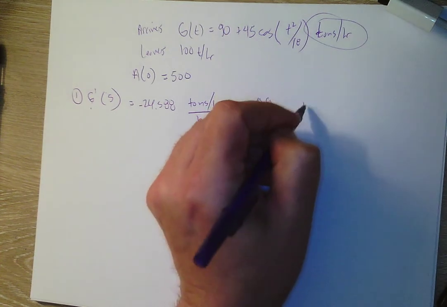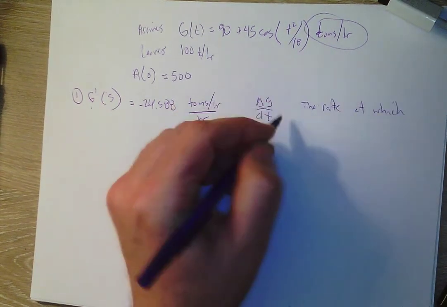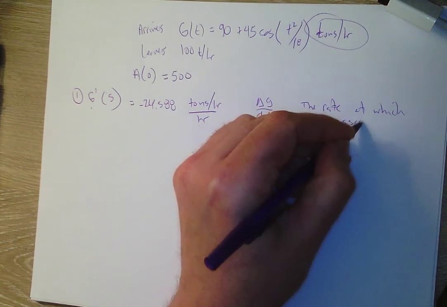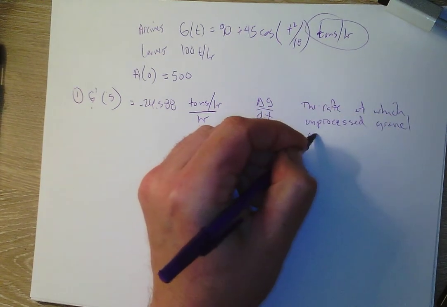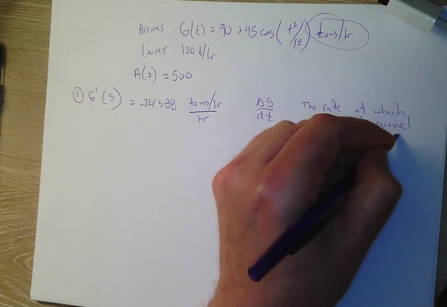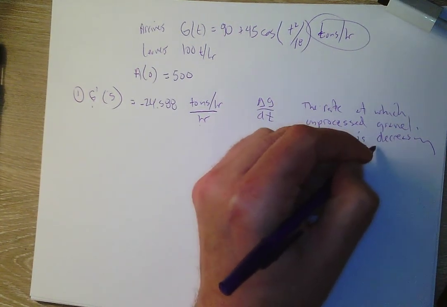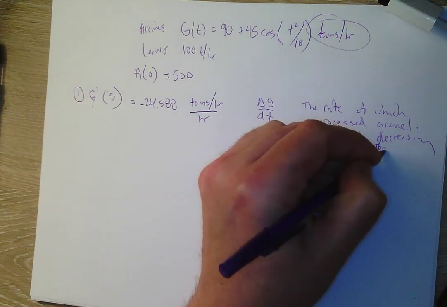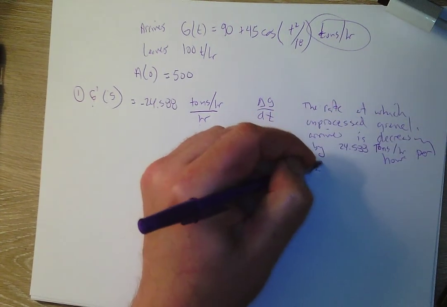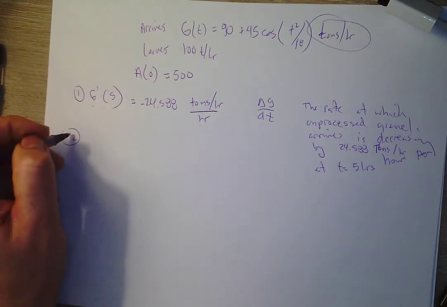Okay, so this is the rate at which unprocessed gravel arrives is decreasing by 24.588 tons per hour at t equals 5 hours. Now B, rather. That was A.